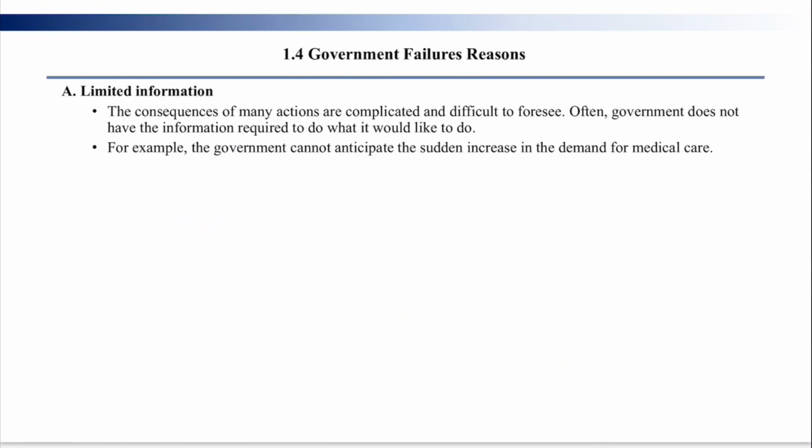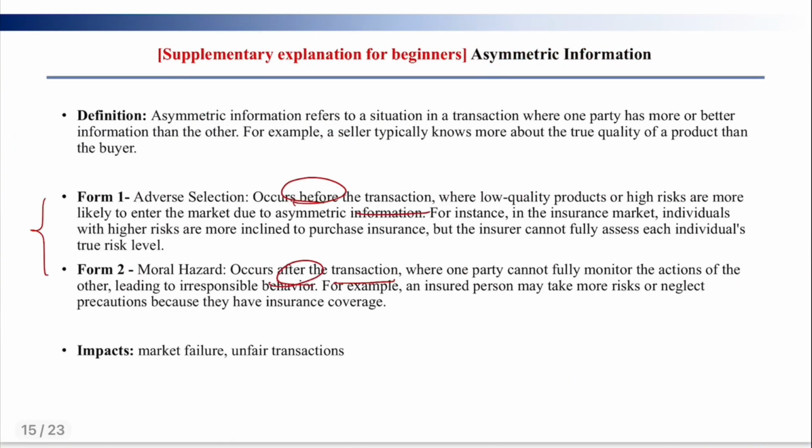Government failure can be divided into several reasons. The first reason is limited information, because the consequences of many actions are complicated and difficult to foresee, and governments do not have enough information to do what they want. Since we mentioned limited information, let's talk about a very common term in economics called asymmetric information.